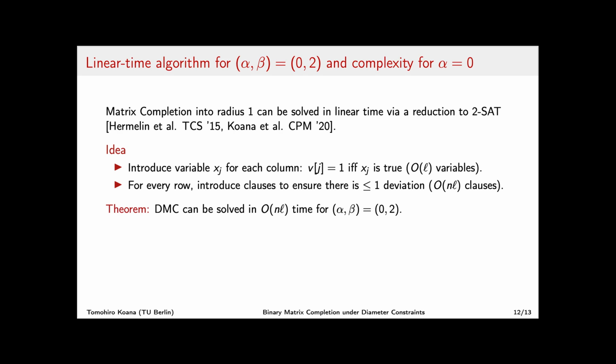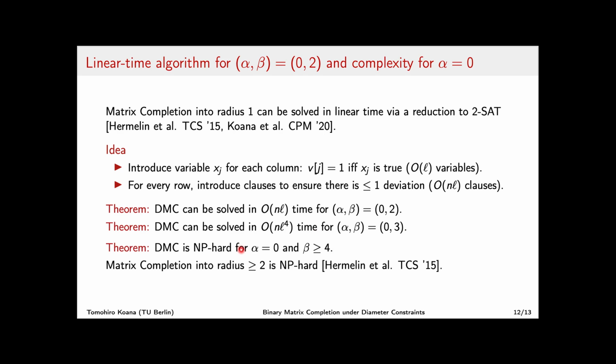With a bit more complicated analysis and some more work in the algorithm, we can also show that diameter matrix completion can be solved in n times L to the 4 time when alpha is equal to 0 and beta is equal to 3. On the other hand, when alpha is equal to 0 and beta is at least 4, diameter matrix completion becomes NP-hard. Well, this can be attributed to the fact that the matrix completion into radius at least 2 is NP-hard, as shown by Hermelin and Rosenberg.